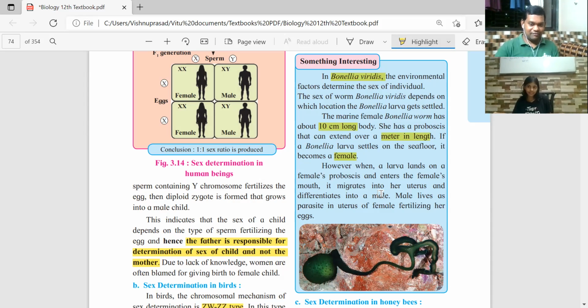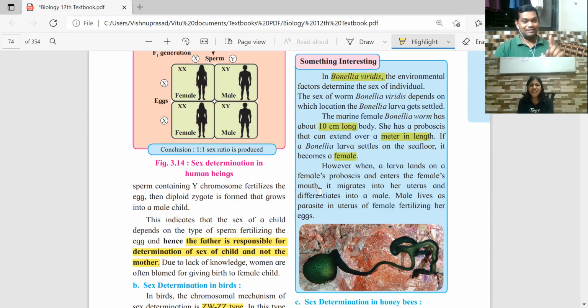And this female is there. What you see in the photo is a female. This is her proboscis, the long one, you can see. So suppose a larva comes and sits on this proboscis, then those larvae become male. And if it falls on the sea floor, then it becomes a female. And the ones who become male enter the female's mouth.